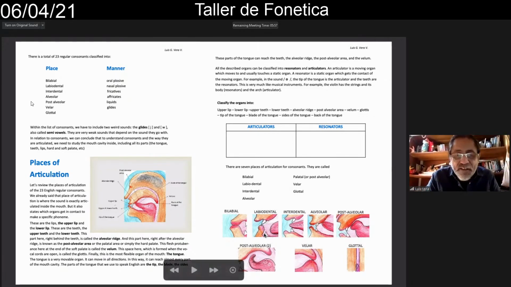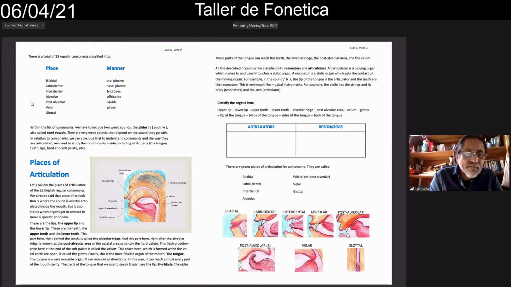If we go to labiodental, how many sounds are labiodental in English? The F. Remember that F is the letter, but the sound is... Yes, two sounds, F and V. What is the difference between F and V? When you say F, your vocal cords don't vibrate, but when you say V, your vocal cords vibrate.